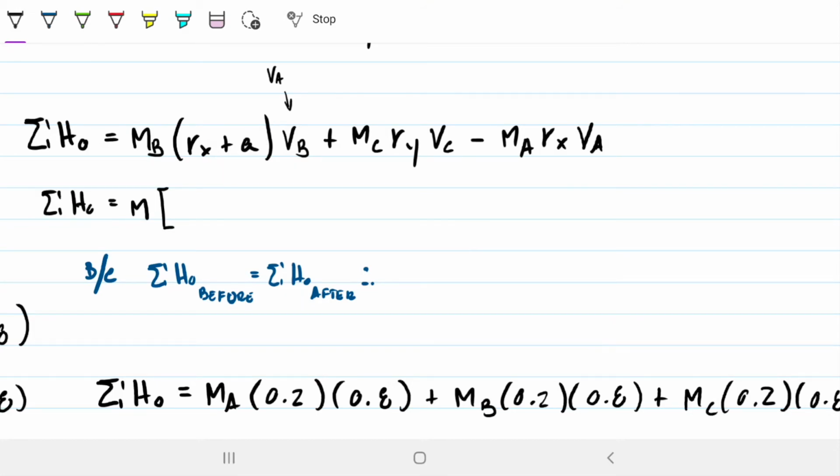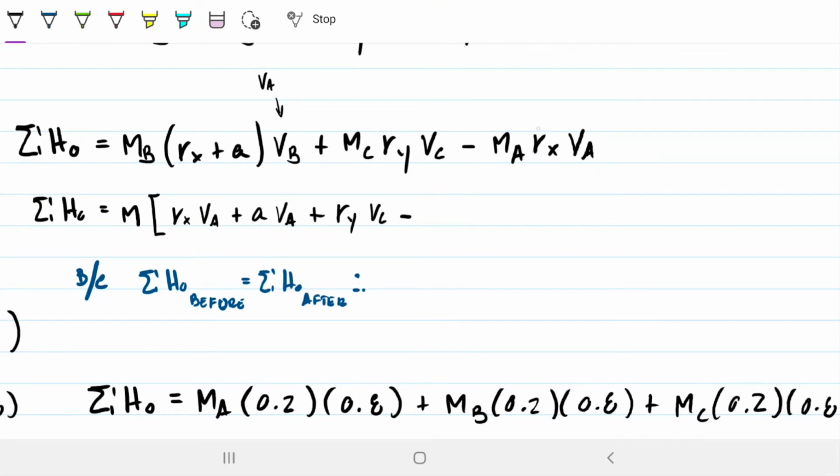So let's say this is going to be Rx times VA plus A times VA plus this guy here, Ry times VC, minus this guy here, Rx times VA. So this is exactly the same as this, so they cancel each other out. So this is simplified into just a mass that multiplies A VA plus Ry VC. Brilliant. Ry is exactly what we're looking for.